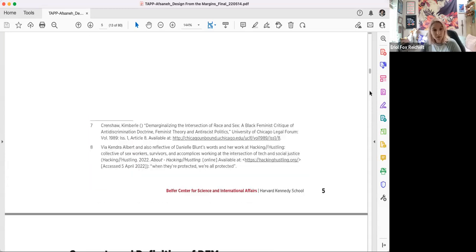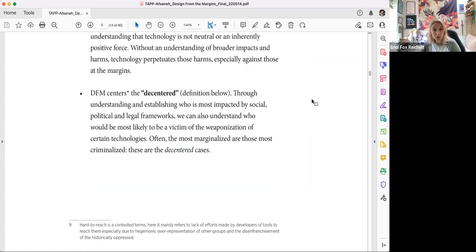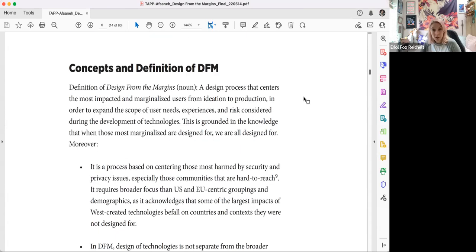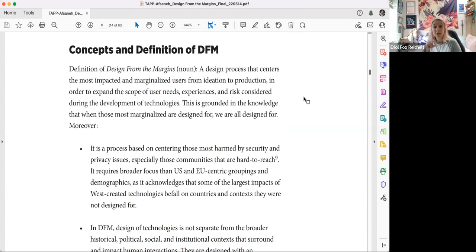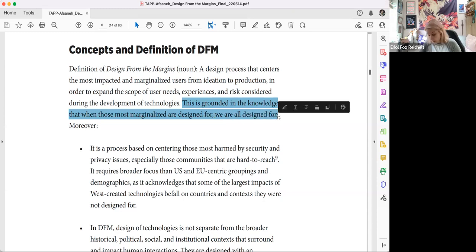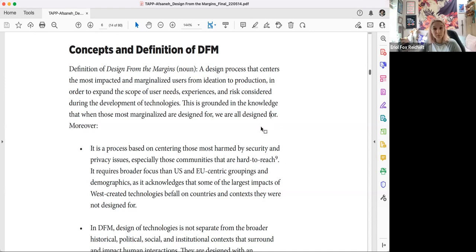So the first section that I've noted is page 6, which is here. We've got concepts and definition of design for margins. DFM is how they abbreviate design from margins, sorry. And I think this is generally a good statement to embody within the industry. I don't think it's unknown to a lot of people, or a way of describing this, but it's this sentence here, which is, this is grounded in the knowledge that when those most marginalized are designed for, we are all designed for, which, you know, can't argue with.